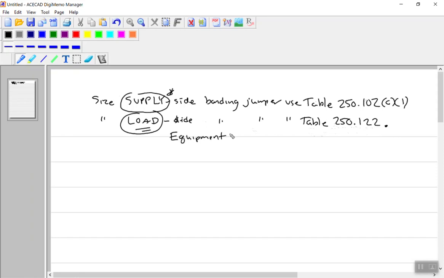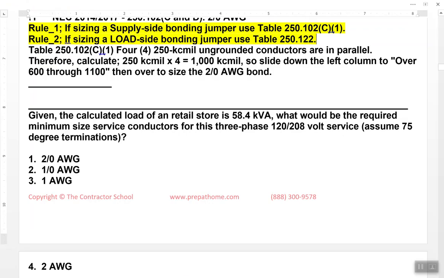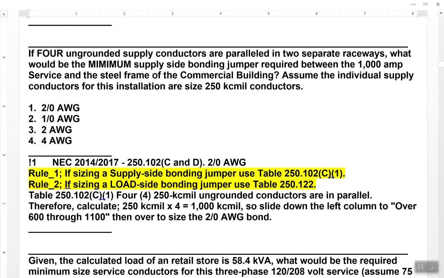equipment. Write this down. Equipment grounding conductors or bonding jumpers on the load side. Big deal there. So let's go back to the question. Let's start getting this in our notes. Pretty simple, not very difficult, but nevertheless, there's math involved. So let's make sure we don't mess it up here.